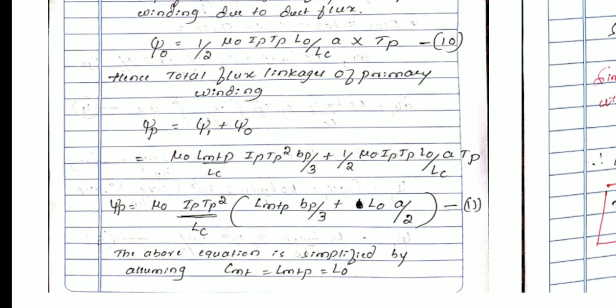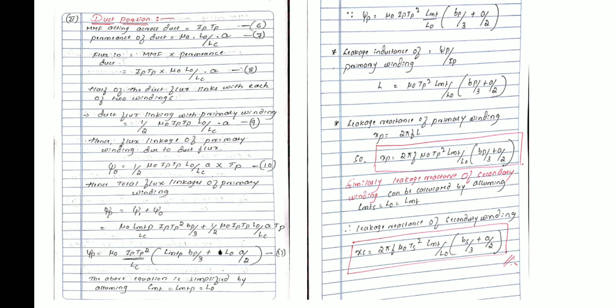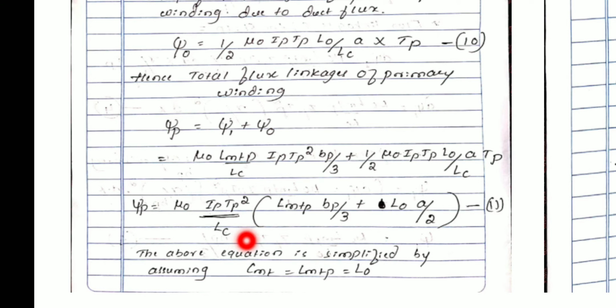So in the 8 assumptions we have done, in that also length we have assumed the same for primary, secondary as well as the duct. That is the reason I have taken here the same length, that is LMT. Instead of this LMTP as well as L0, what I have to substitute now here? So this equation 11, you just see here. Instead of this LMTP and L0, both are equal to what now? That is LMT.